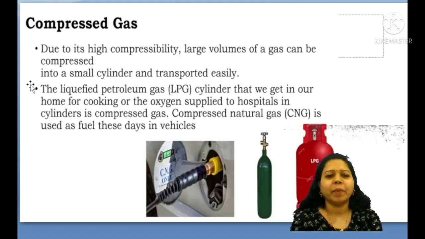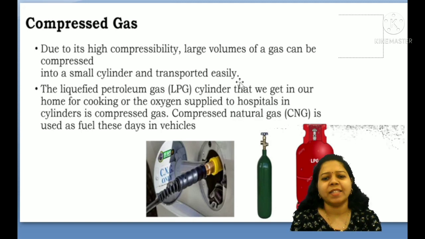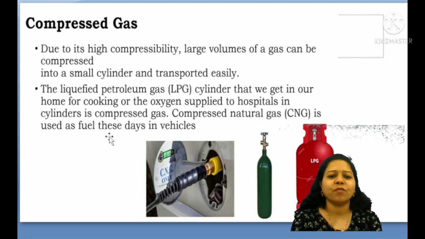An example is compressed gas. Due to its high compressibility, a large volume of a gas can be compressed into a small cylinder and transported easily. Because of this compressibility property, a large amount of gas can be compressed in a small cylinder, which we can use as a fuel. The liquefied petroleum gas, that is LPG, cylinder that we get in our home for cooking, or oxygen supplied to hospitals in a cylinder, is compressed gas. Compressed natural gas, that is CNG, is used as a fuel these days in vehicles.